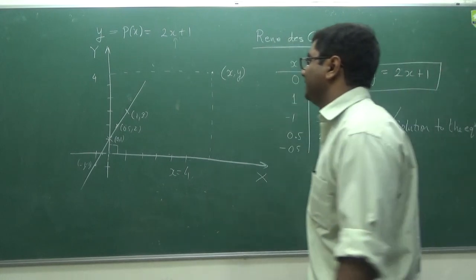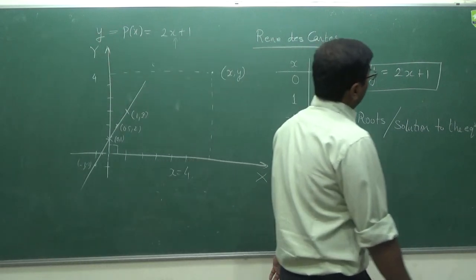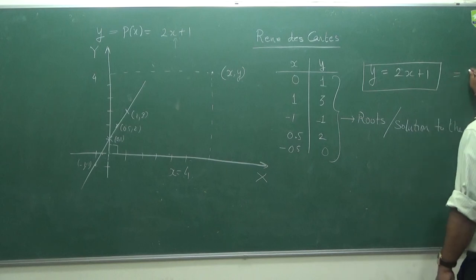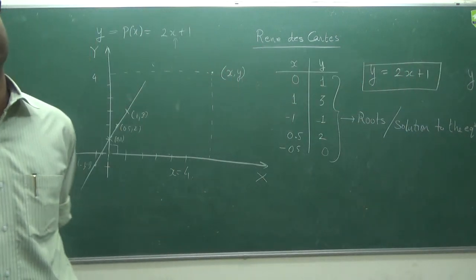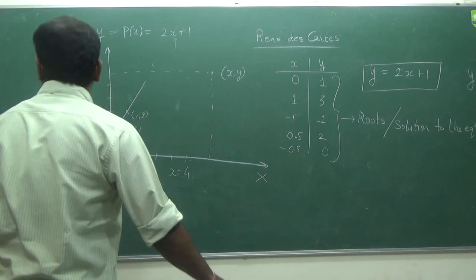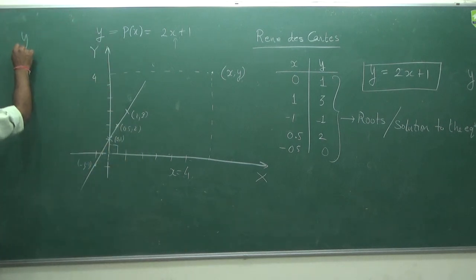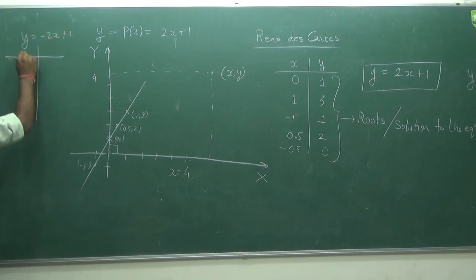Now the problem is, or let's say why we are studying pairs of linear equations is this. Let us say I have another line, y equals minus 2x plus 1. So let's try and plot that. So y is equal to negative 2x plus 1. Let me say this is x, this is y.